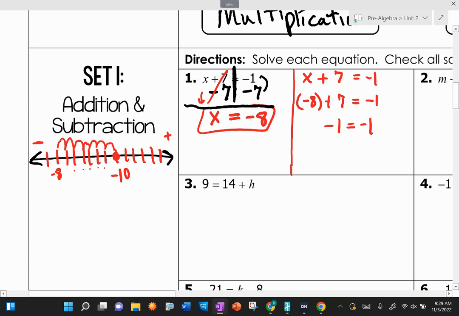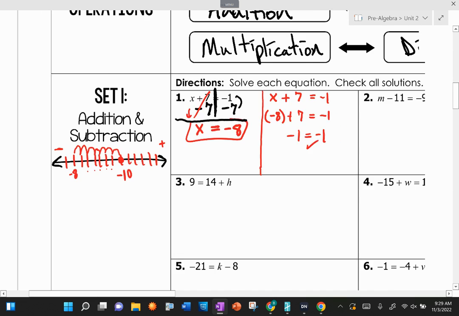Okay, and then what you do when you get to this last line is you just ask yourself a yes or no question. Does -1 equal -1? If your answer is yes, then your answer is good. But if you check it and your answer is no, then you did something wrong. And you have to go back.